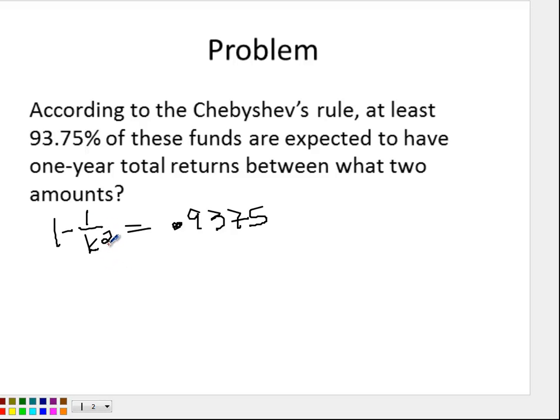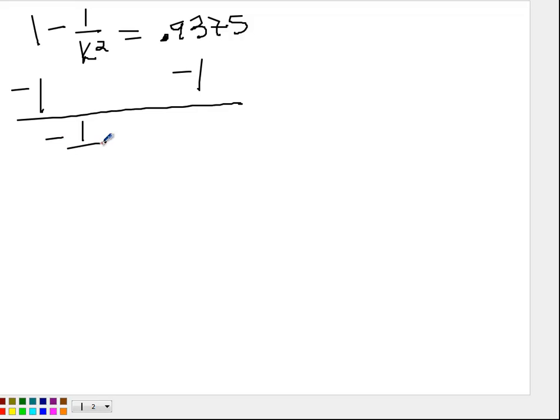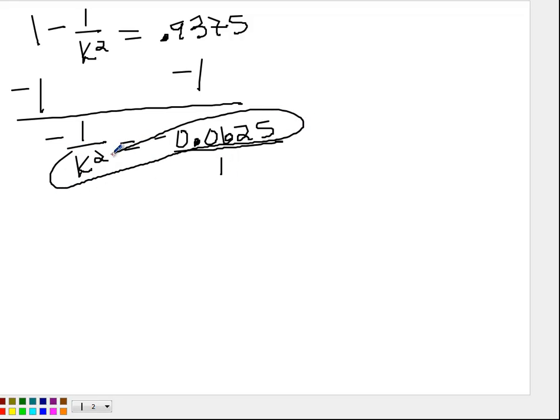And then I'm going to solve for k squared to see how many standard deviations we're going out. Let me go to another board so I have more room. I'll rewrite it over here. So the first thing I'm going to do is subtract 1 from both sides. I get negative 1 over k squared is equal to negative 0.0625. You can put this all over 1 because I'm going to cross multiply.